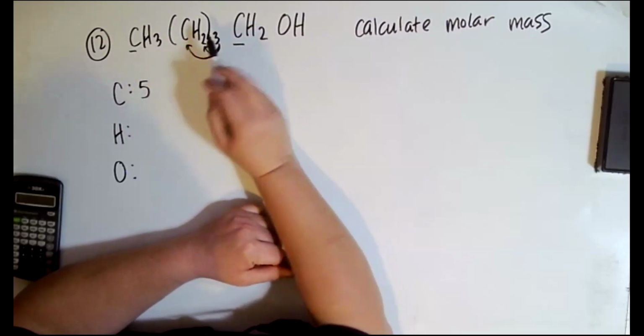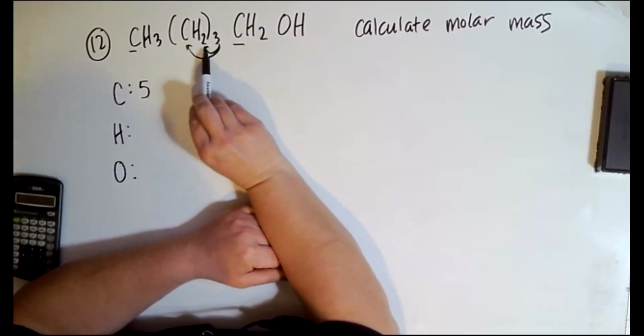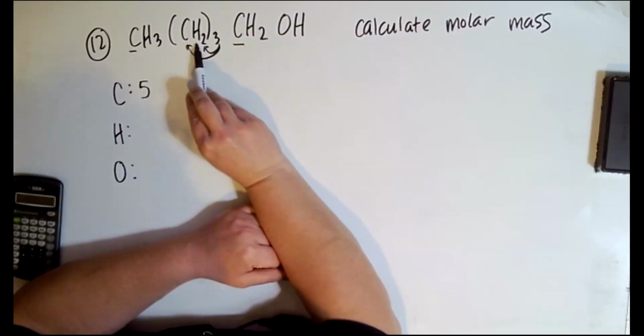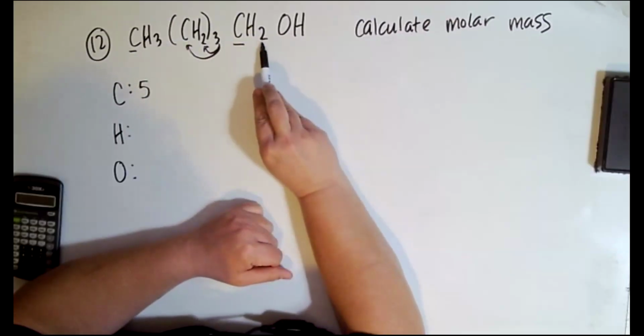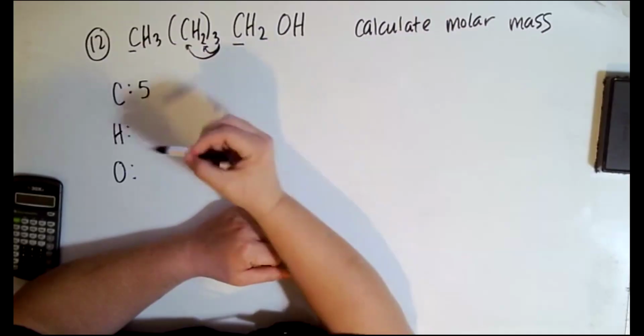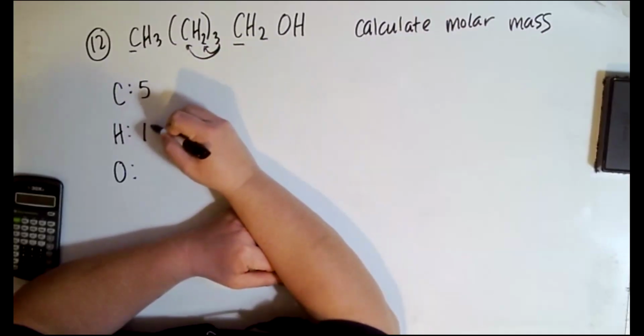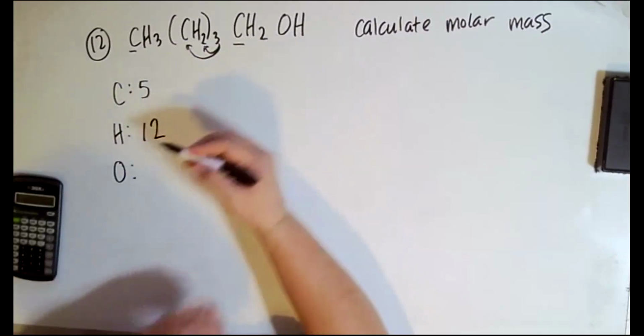For my hydrogens, I can start within the parentheses just to make it a little bit easier. 3 times 2, I've got 6 hydrogens in my parentheses, plus 3 more here. So 7, 8, 9, plus 2 more here. It's 11, plus 1 more here, 12. And I've got 1 oxygen.